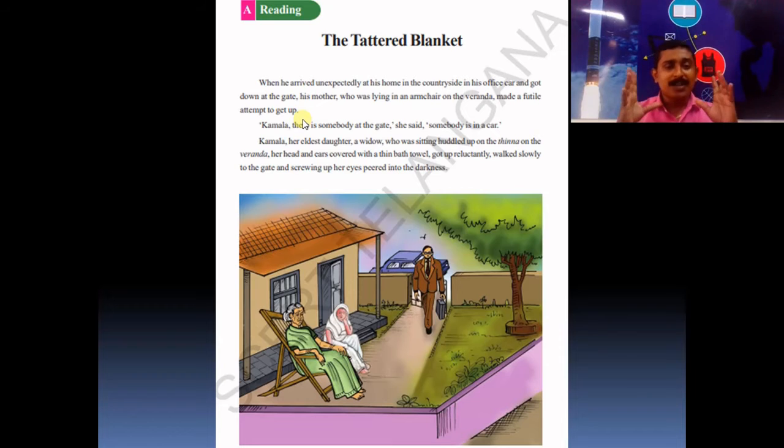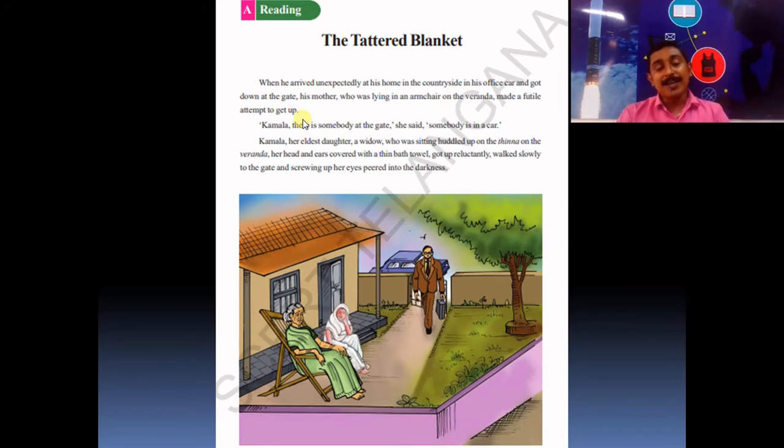Mother couldn't see properly who was walking towards her. She just told her daughter, Kamala, there is somebody at the gate. Who is the daughter? Kamala is the daughter. Kamala, her eldest daughter, a widow, who was sitting huddled up on the tinna on the veranda, her head and ears covered with a thin bath towel, got up reluctantly, walked slowly to the gate, and screwing up her eyes, peered into the darkness.